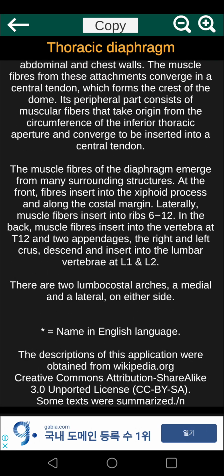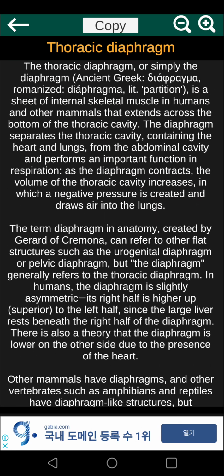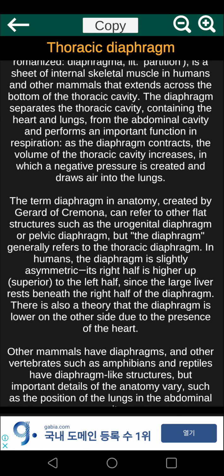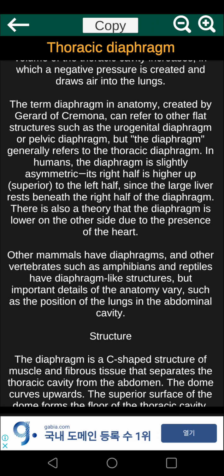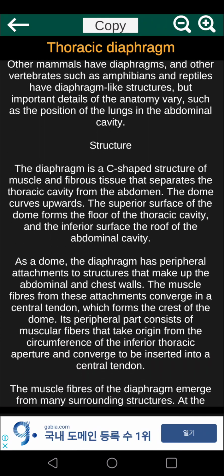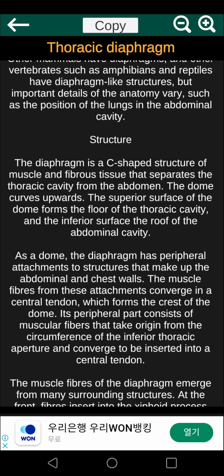Thoracic diaphragm. The diaphragm is a sheet of internal skeletal muscle at the base of the thoracic cavity. It performs a main function in respiration: as the diaphragm contracts, the volume of the thoracic cavity increases, a negative pressure is created, and it draws air into the lungs. The diaphragm is a C-shaped structure of muscle and fibrous tissue.